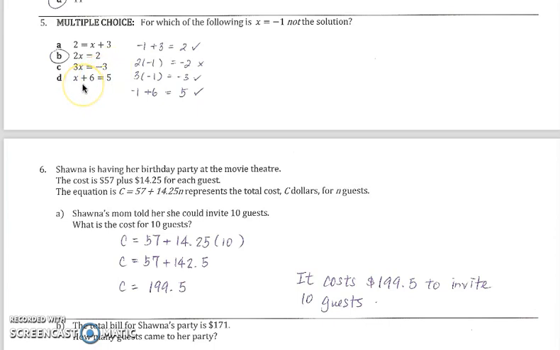Or negative 1 plus 6 is positive 5. It is equal to positive 5 on the right side. And this is not what we're looking for. So the correct answer here is B.